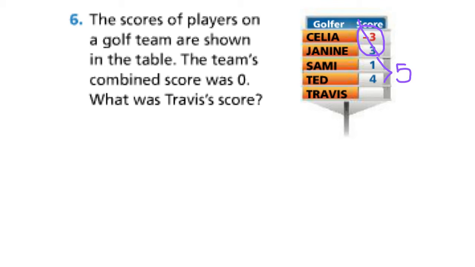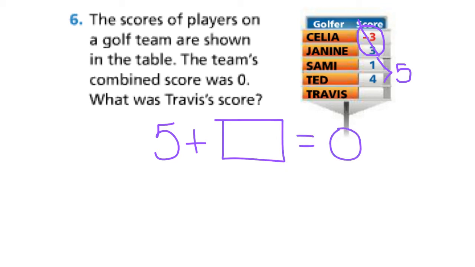Well, if the team's score was 0, Travis's score has to be something to 0 out 5. Well, 5 plus what number is going to give that team a 0? The only answer available is negative 5.